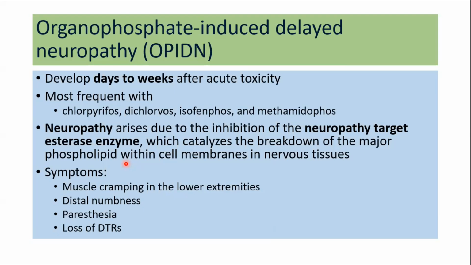The next manifestation of organophosphate poisoning is organophosphate-induced delayed neuropathy. It develops days to weeks after the acute toxicity, and it's more frequent with compounds like chlorpyrifos and dichlorvos. This neuropathy arises due to the inhibition of the neuropathy target esterase enzyme, which catalyzes the breakdown of major phospholipid within cell membranes in nervous tissues. Patients usually present with muscle cramping in the lower extremities, distal numbness, paresthesias, and loss of the deep tendon reflexes.